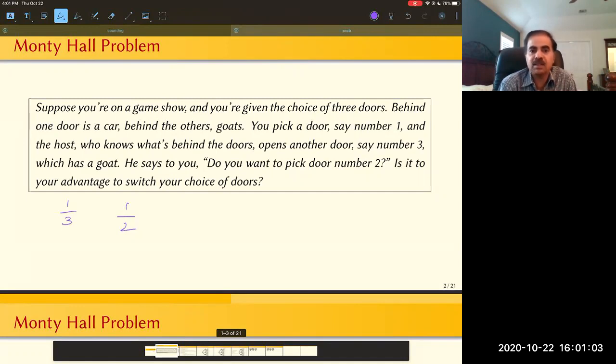Why is there any reason to think that out of the two doors that remain, it is better to go for the door that you didn't choose as opposed to the one that you chose, right? That's the question. So why is it advantageous to switch, or is it?